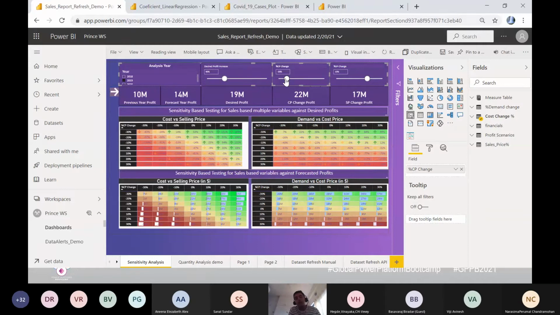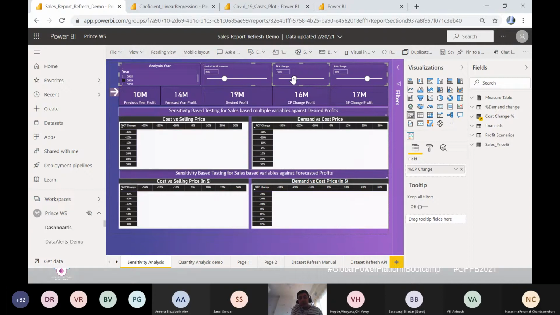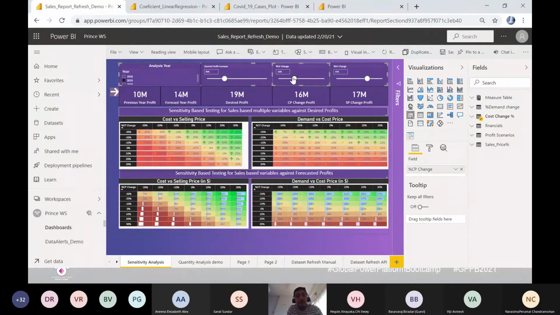Then you say no, I may or may not be able to decrease the cost price by 20%. Maybe I can only decrease it by 10%. But then I'm not achieving it. Then I have to change other variables to achieve that profit. When it comes to a combination of more than one variable, that's the time you have to do a scenario analysis. That's the time you try to see, okay, now I have to change two variables to get it.